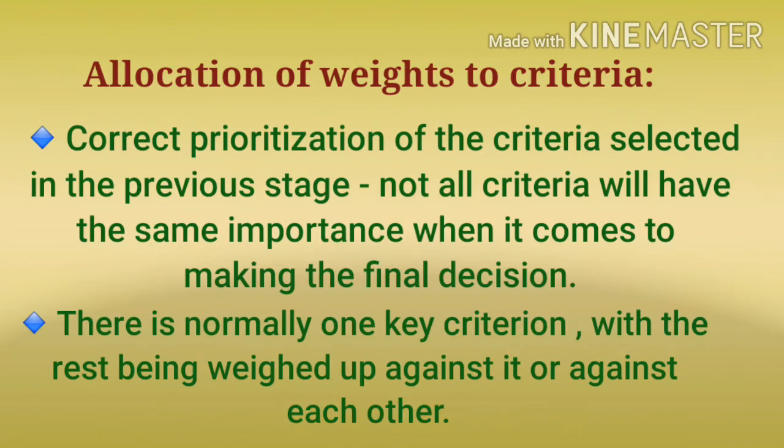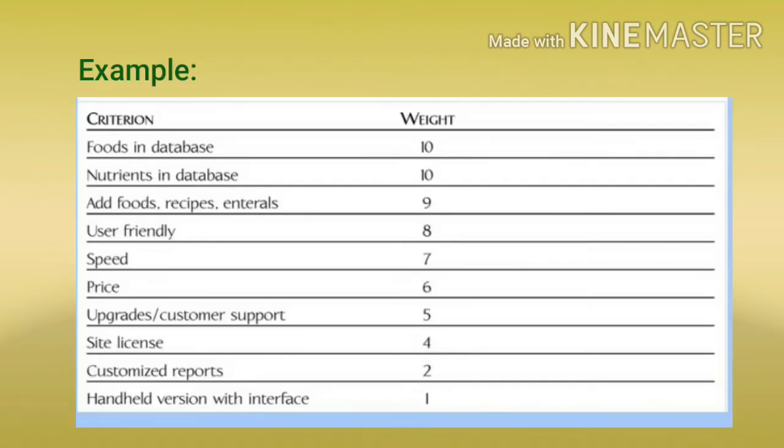Correct prioritization of the criteria selected in the previous stage. Not all criteria will have the same importance when it comes to making the final decision. There is normally only one criterion, with the rest being weighed up against it or against each other. In our example, ranking in terms of importance to the decision that is to be made. The following table shows the corresponding specifications and added weights to it.